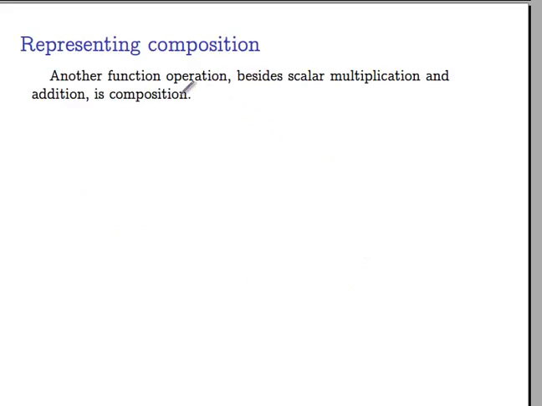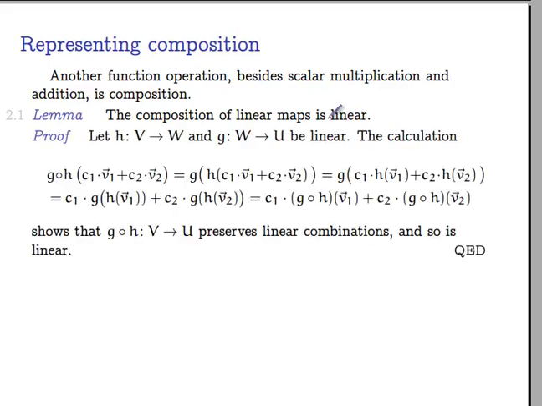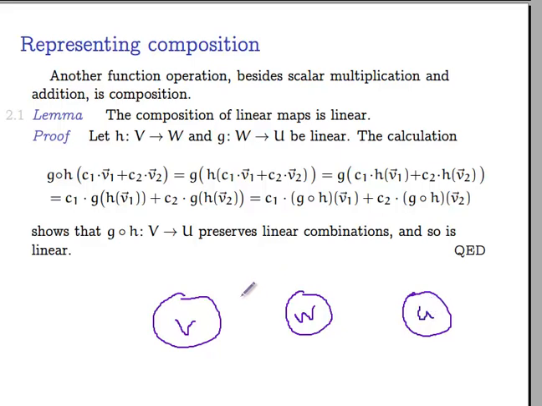All right, another function operation besides scalar multiplication and addition is composition. Composition of linear maps is linear. Okay, let's get the proof. So here we have one map followed by another. So here we have spaces V, W, and U. And here we have the map H from V to W, and we have another map G from W to U.